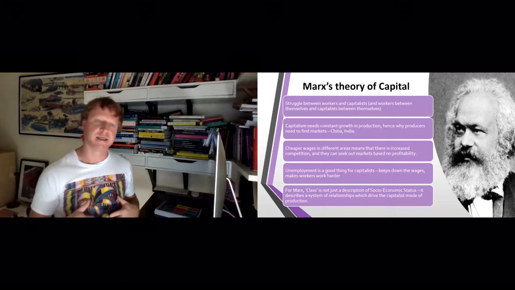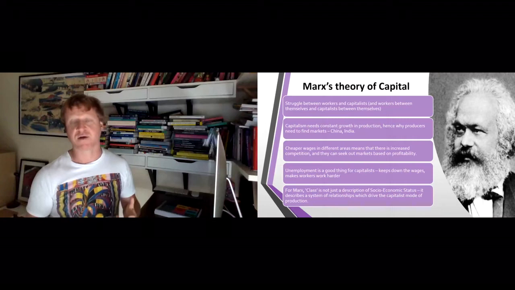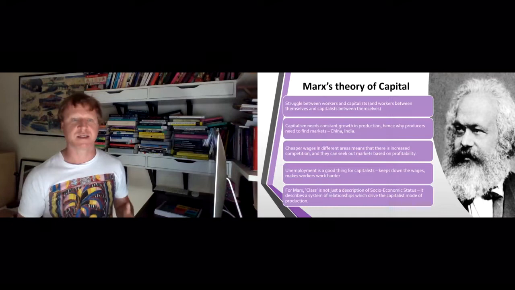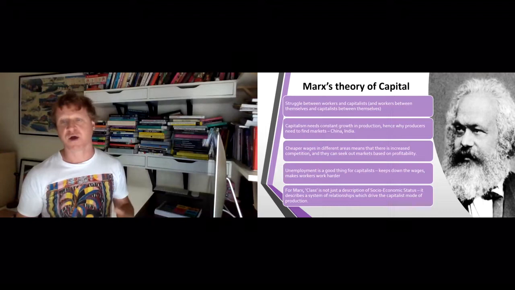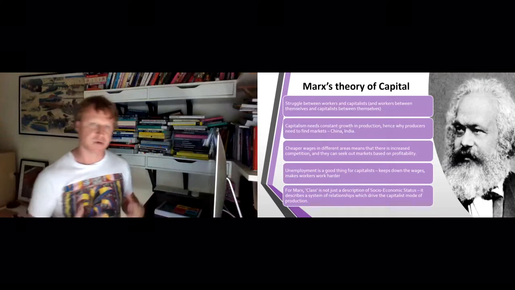And this was an exploitative relationship to the working class. Why? Because they need to work more hours than are actually needed for their own sustenance to create this surplus value for the ruling class to siphon off. Importantly, cheap wages are really important to increase competition. Unemployment is good for capitalists. It keeps wages down, makes people work harder, and keeps them on their toes and precarious. So class is really a system here. It's not just a description of inequality. It describes how the mode of production produces these relations.